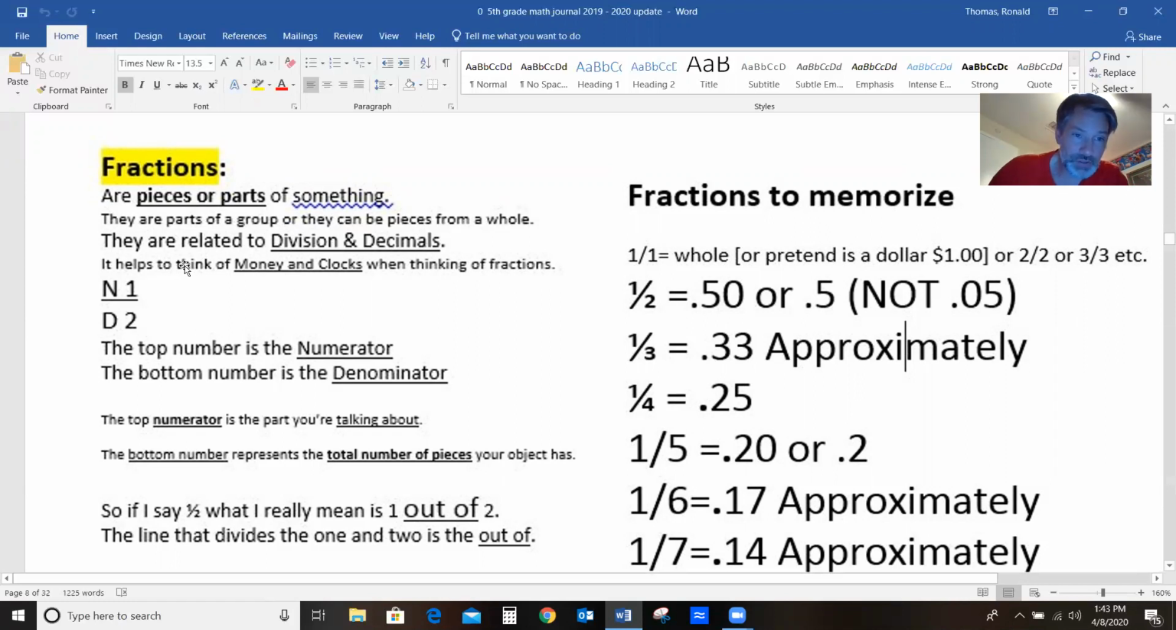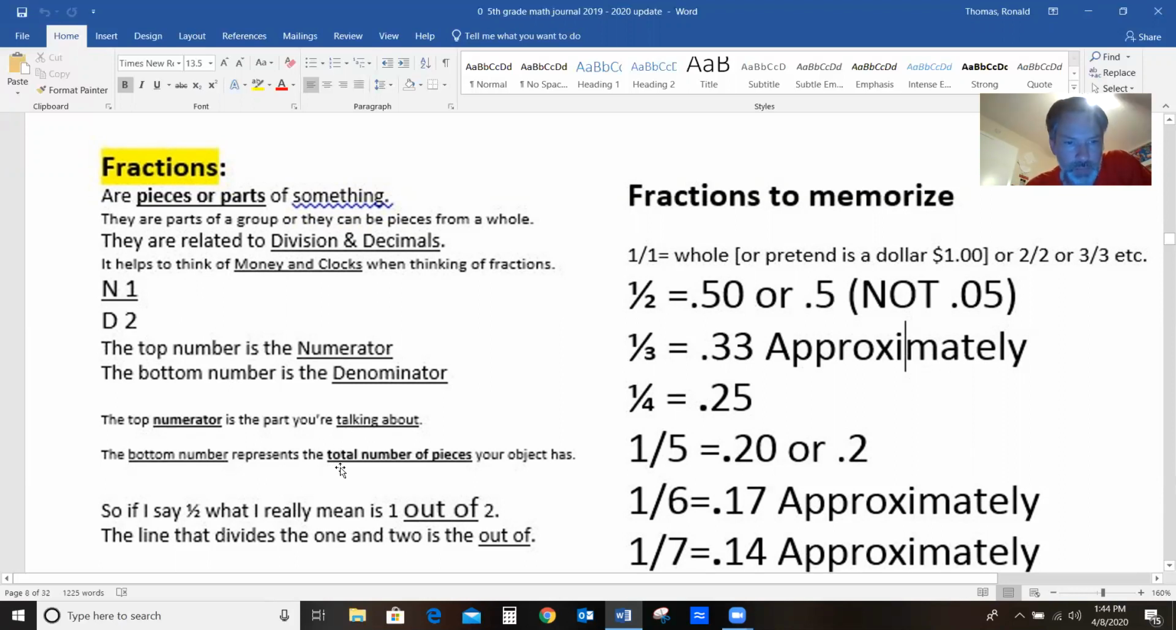It helps to think of money and clocks when thinking of fractions. I'll point out a clock to you later and ask me about it, and I'll tell you why I say that. Numerators on top, denominators on the bottom. Like a half, 1/2, numerator, denominator. The top is the numerator. Numerator is north. Denominator is down, south. Get it? Down, denominator. Numerator is on top. Denominator is down.